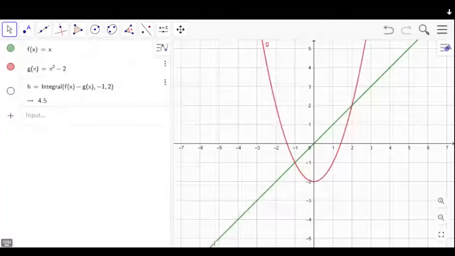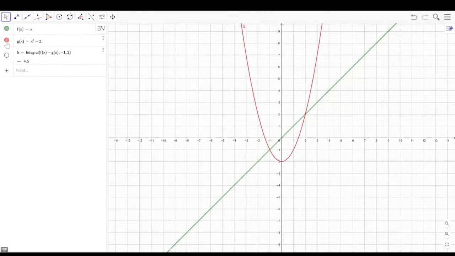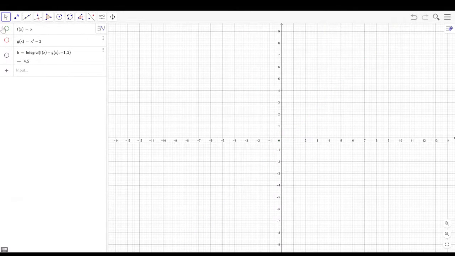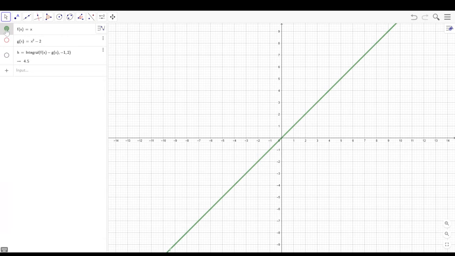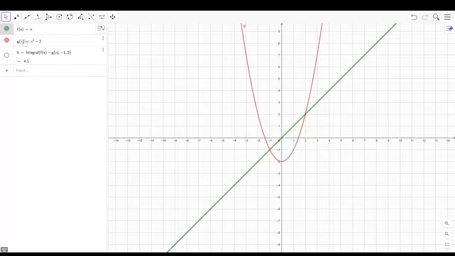Did someone say GeoGebra? Let's go and have a look. Here's one I've prepared earlier. If I blow that up, you can see I've put in the line y equals x, and the parabola x squared minus 2. And it looks like they cross at x equals -1 and x equals 2. So the region that you want is in here, the area of that region.